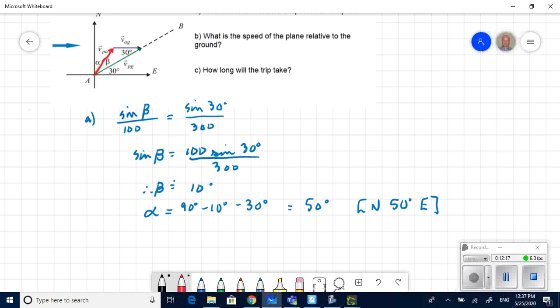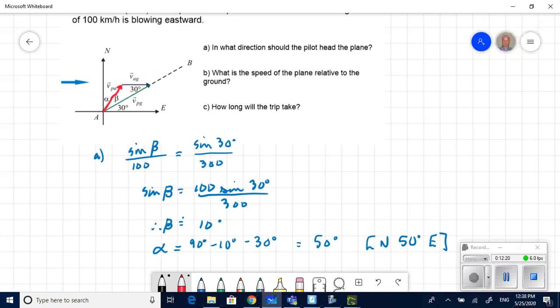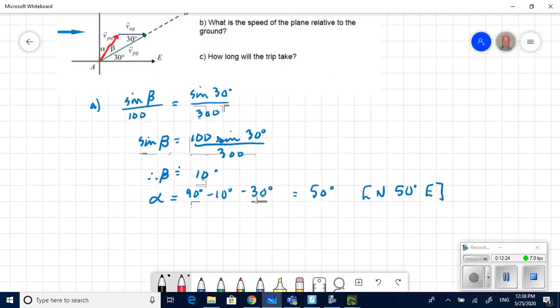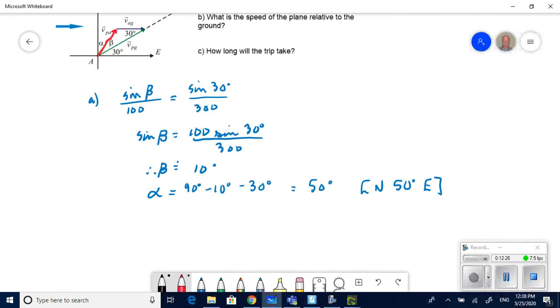What's the speed of the plane relative to the ground? That's a calculation where I'm going to use the cosine law with this one. So that's trying to find the vector in green. Let me change my color to do that in green, just to match. That's the vector PG. I'm going to square that, and I'm going to set up the cosine law.